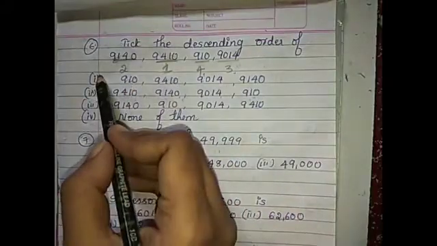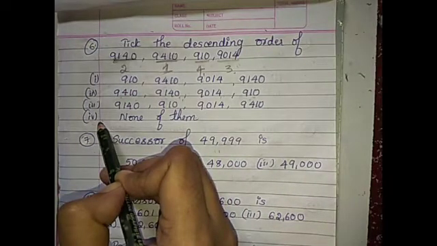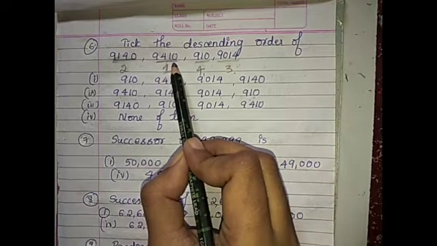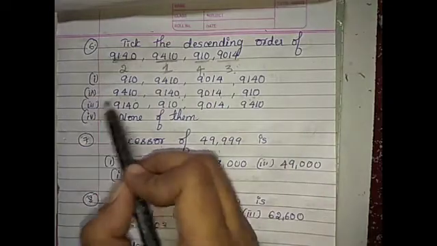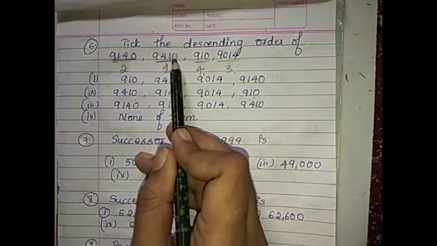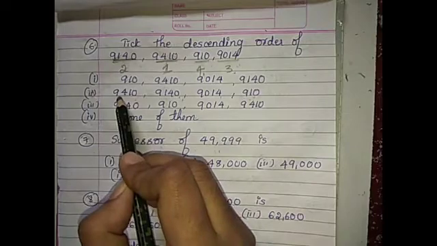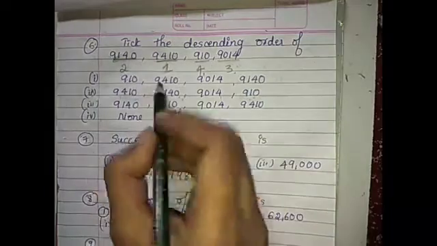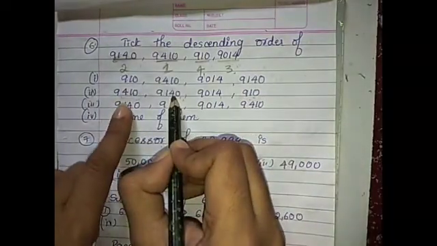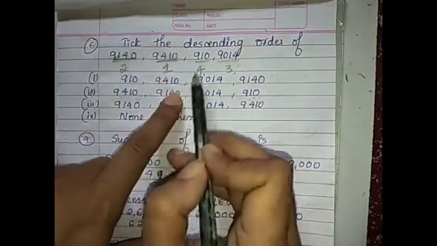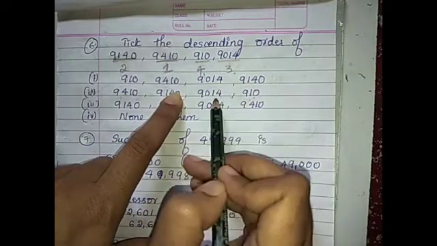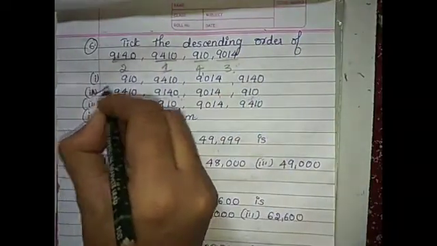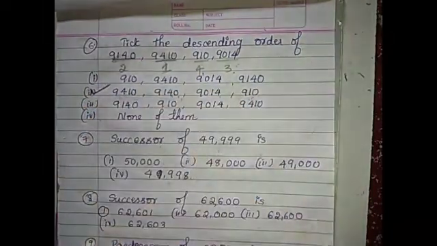So here 4 options are given. First, which number will come? 9,410. In which option is 9,410 the first number? In the second option, the first number is 9,410. Second, which number will come? 9,140. Third, which number will come? 9,014. Then fourth, which number will come? 910. So the second option is correct. We have to tick the second option.